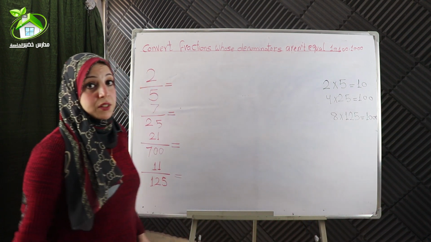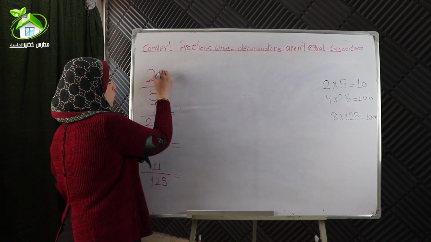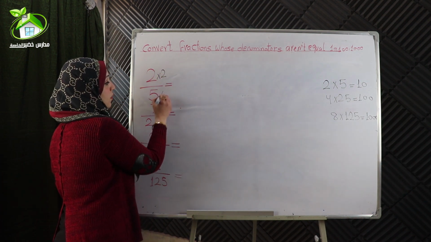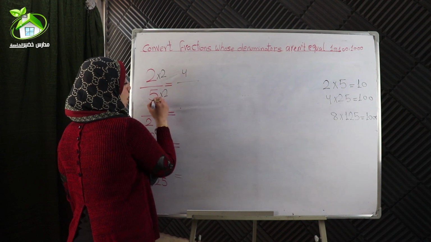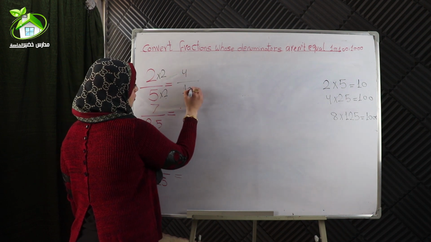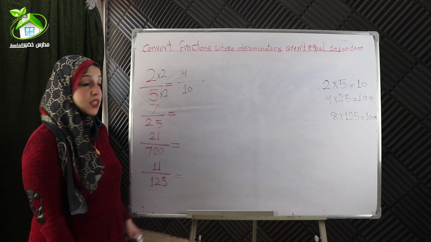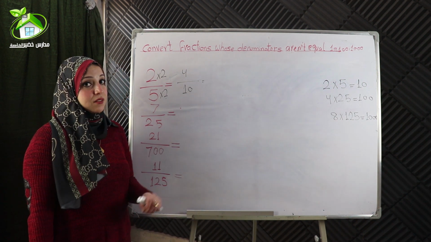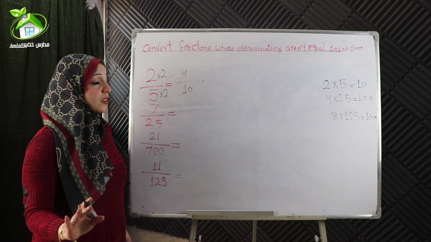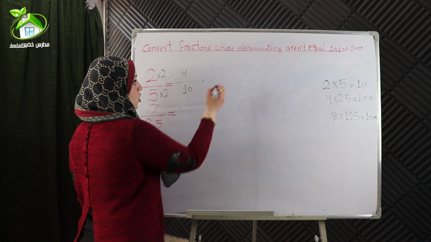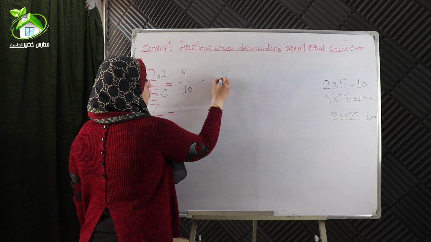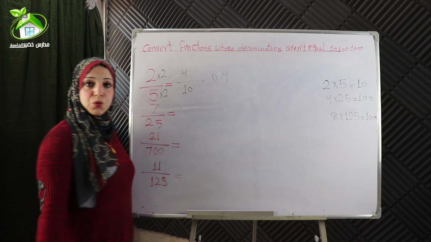So I can multiply this fraction by 2. 2 times 2 equals 4, and 5 times 2 equals 10. I get a fraction whose denominator equals 10. I can convert it into a decimal number very easily. I put a point after only one digit from the right: 4, point, and put a 0.